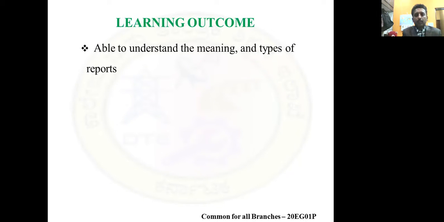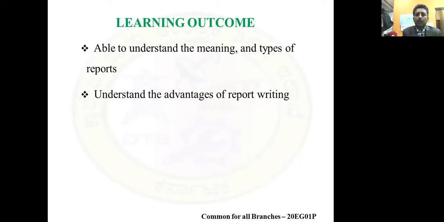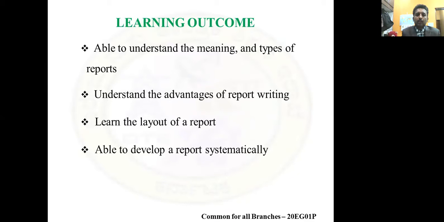By attending this session, the students will be able to understand the meaning and types of a report. They understand the advantages of a report. They learn the appropriate and right layout of a report, and the students are able to develop a report systematically.